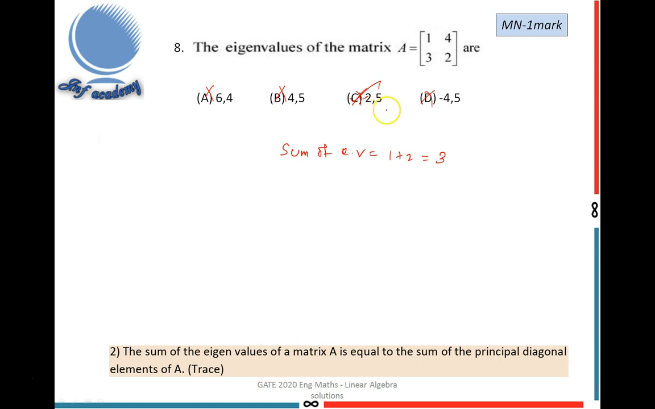Minus 2, comma 5 is correct. Adding these two numbers, we get 3, satisfying this property: the sum of the eigenvalues equals the sum of the principal diagonal elements. So the sum of the eigenvalues is 3 only. Options A, B, D do not satisfy this condition. Option C only satisfies this condition. Here a minus sign was missing. So the answer is option C.